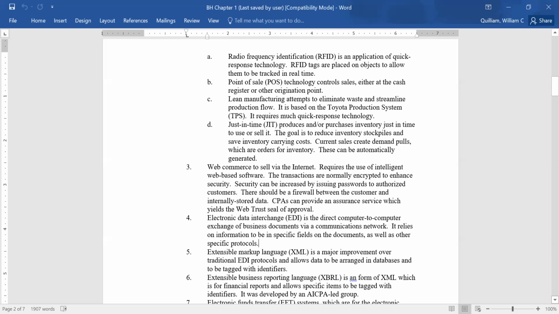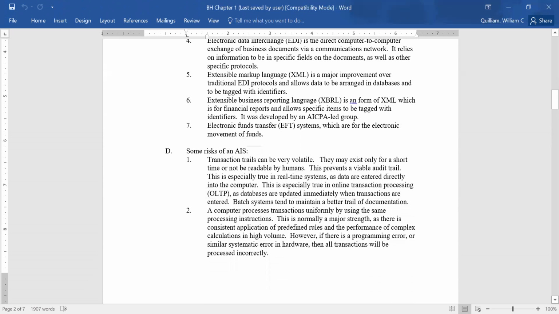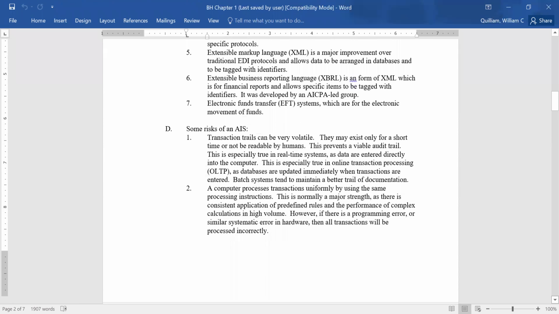Then, we should also know extensible markup language, just as a term, XML. It's a major improvement over traditional EDI protocols and allows data to be arranged in databases and to be tagged with identifiers. And then if we bump up a notch from there, Extensible Business Reporting Language, or XBRL.